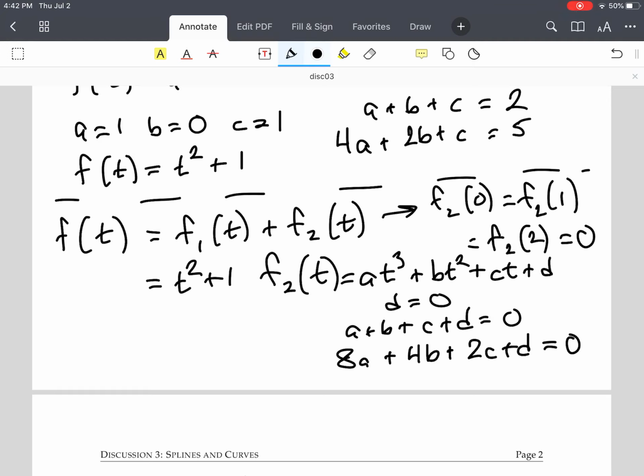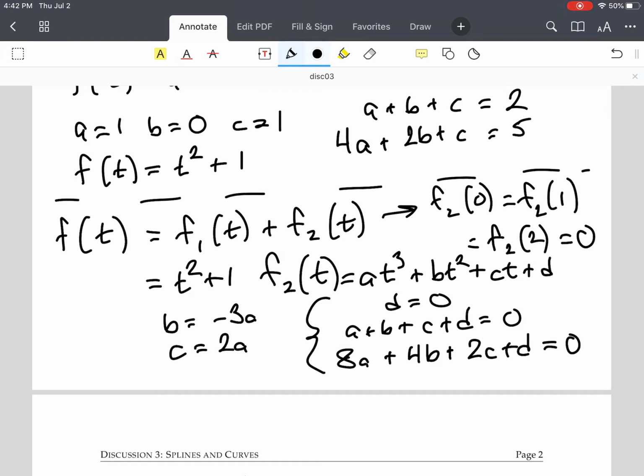If we go ahead and solve this, we get b is equal to negative 3a and c is equal to 2a. We already know d is equal to 0, and we can use any a in this situation. So that's where the multitude of solutions comes into the picture.